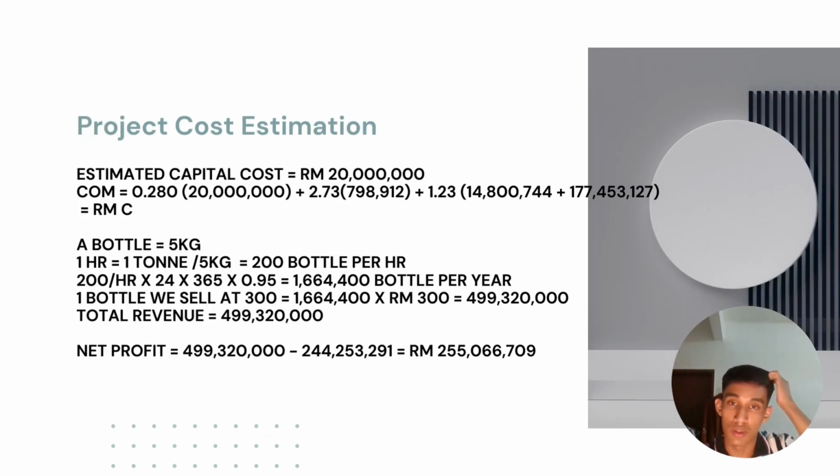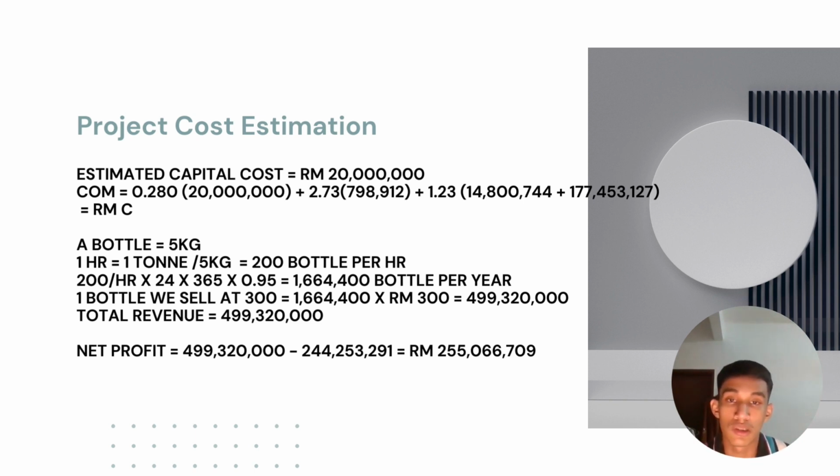So for the project cost estimation, our project's fixed capital estimated total cost is around 20 million. Using the cost of manufacturing equation, we get the cost of manufacturing is around 244,253,291. And then our product, which is a bottle, is around 5 kilo. So 1 hour will produce 1 ton, divided by 5, so we'll produce around 200 bottles per hour.